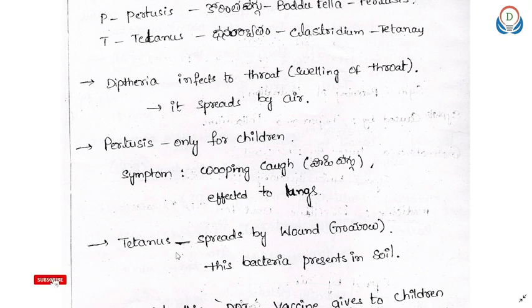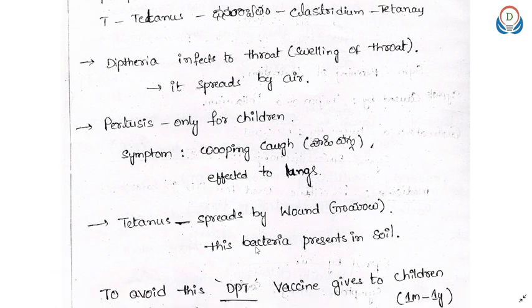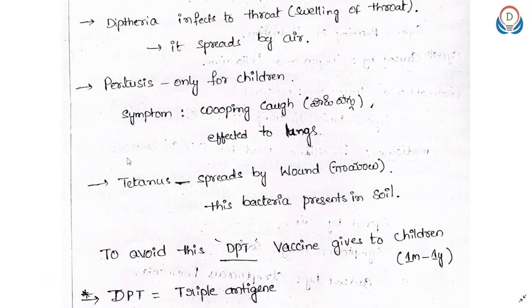What is tetanus? Tetanus spreads by wounds, when we get hurt, so it's a wound infection. These bacteria are present in soil. To avoid this, the DPT vaccine covers diphtheria, pertussis, and tetanus. This is the full form of DPT.